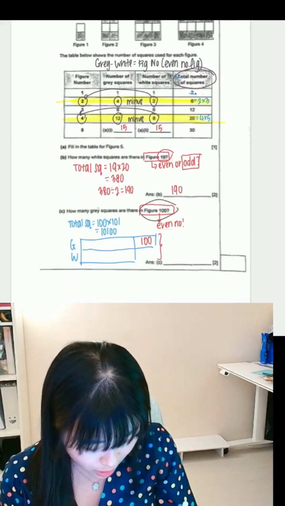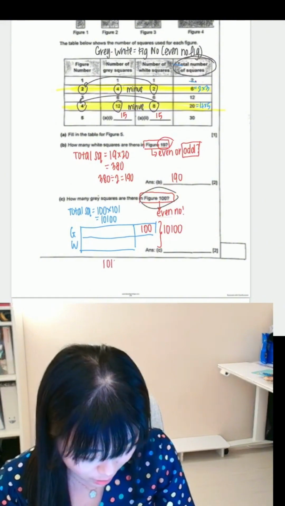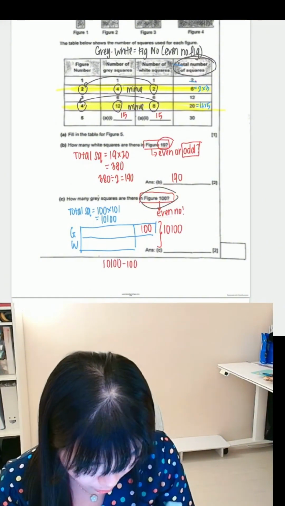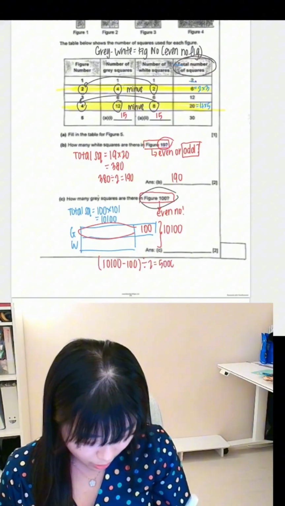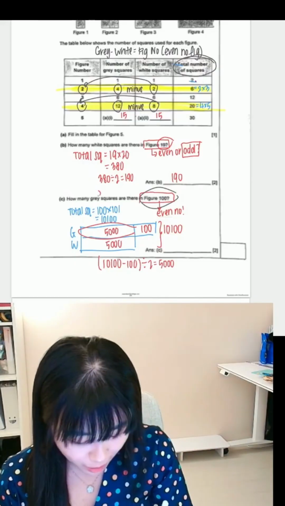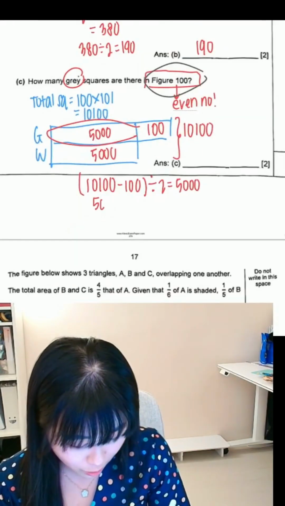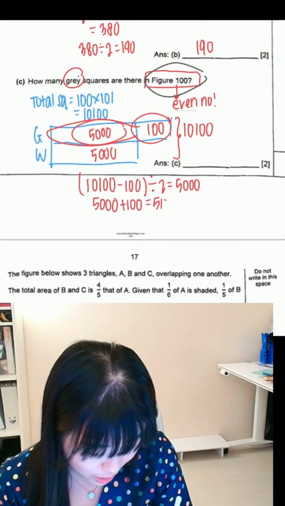Then if you draw a model very easy way, your total is 10100, right? So you just take 10100 minus 100, then you divide by 2 because you got 2 equal parts here and here. 5,000. Top part is 5,000, below is 5,000. Lastly, to find the grey, right, you just need to take 5,000, this one, plus the 100, you get 5100. Okay?